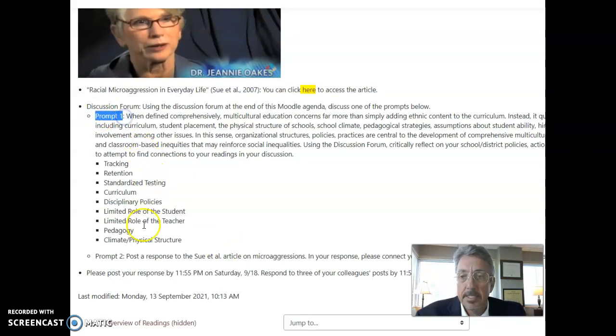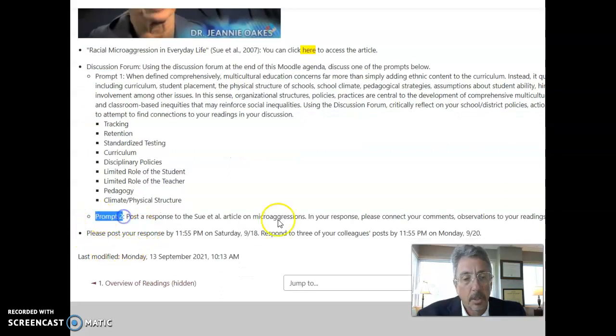Prompt 1 is here, and then prompt 2 below. As I'm sure is the case with you, I'm always revising and attempting to improve my course. And so the discussion prompts are new this year. This is something that I'm using, collaborating with my colleague, Dr. Wells, trying to improve how I'm presenting that information. You can see this week we have the prompts, and you will answer one of those two using the discussion form at the bottom of the Moodle agenda.